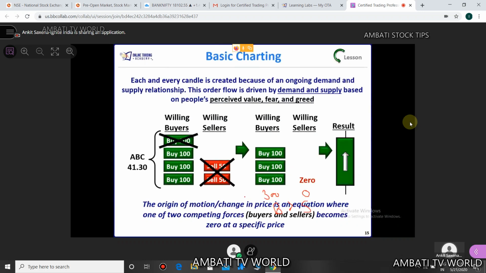What are the 2 competing forces in the market? Everyone, please tell me. The buyers and the sellers. Absolutely, the buyers and the sellers. So buyers and the sellers are the 2 competing forces in the market. So at a particular point, if the buyers are 0, what will happen to the price? The prices will come down. And at a point, if the sellers are 0, what will happen? The prices will start moving upwards.